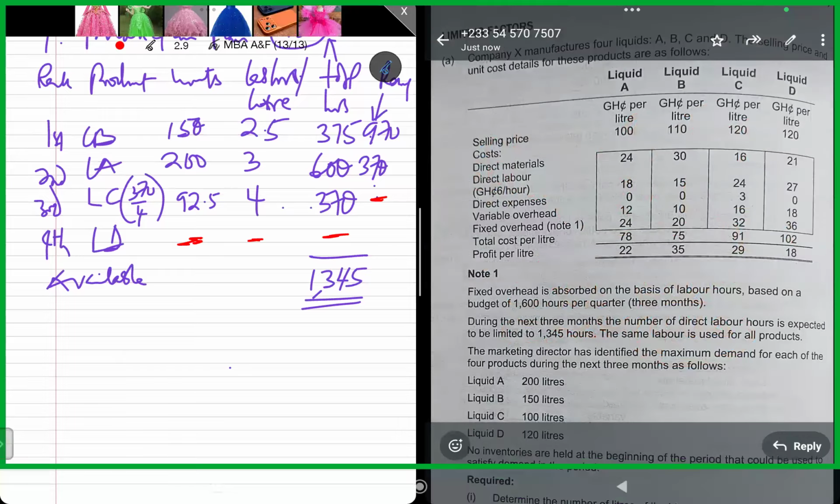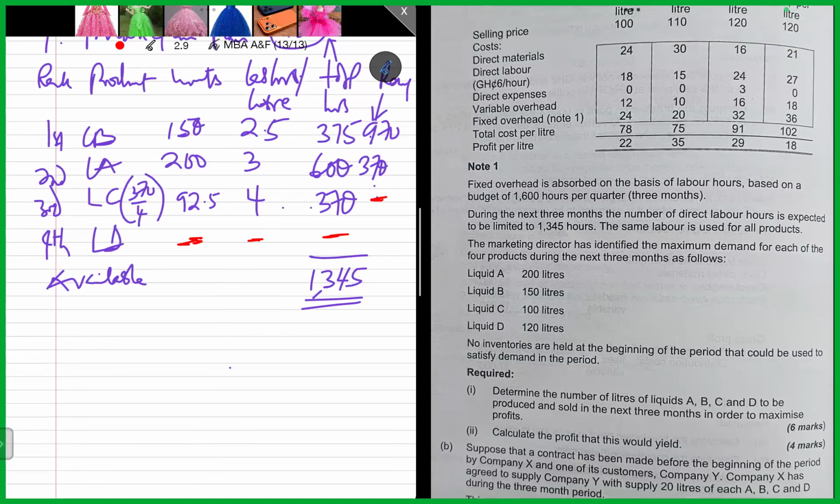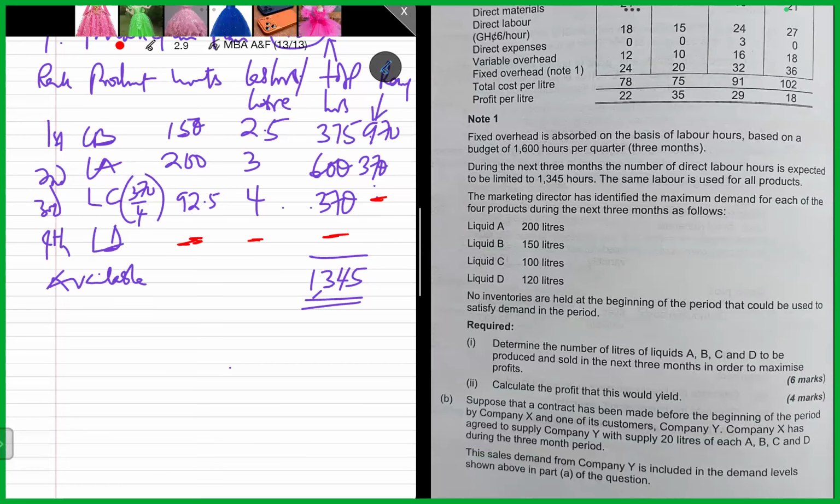The last question says, determine the number of liters of liquid A, B, C, D to be produced and sold in the next 3 months in order to maximize profits. So we've done it. The number of liters: liquid A should be 150, the entire 150. Liquid B should be 200. Liquid C should be 90. Liquid D is nothing. Then part II says, calculate the profits that this would yield.